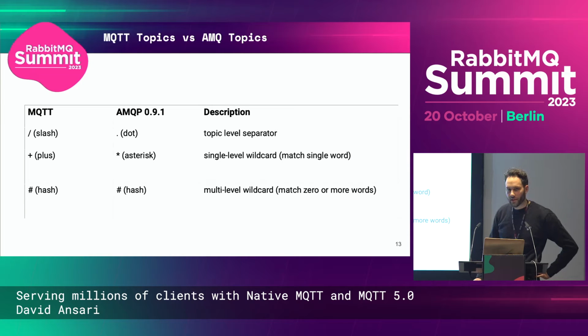The only difference is the character sets being used. So an MQTT topic has multiple words, so it has a hierarchical structure, and every word is separated by a topic level separator. In MQTT it is the slash, in AMQP 0-9-1 it is the dot sign. And then there are some other characters for single-level wildcard and multi-level wildcard. For example, to match 0 or more words, in both specs it's the hash character.